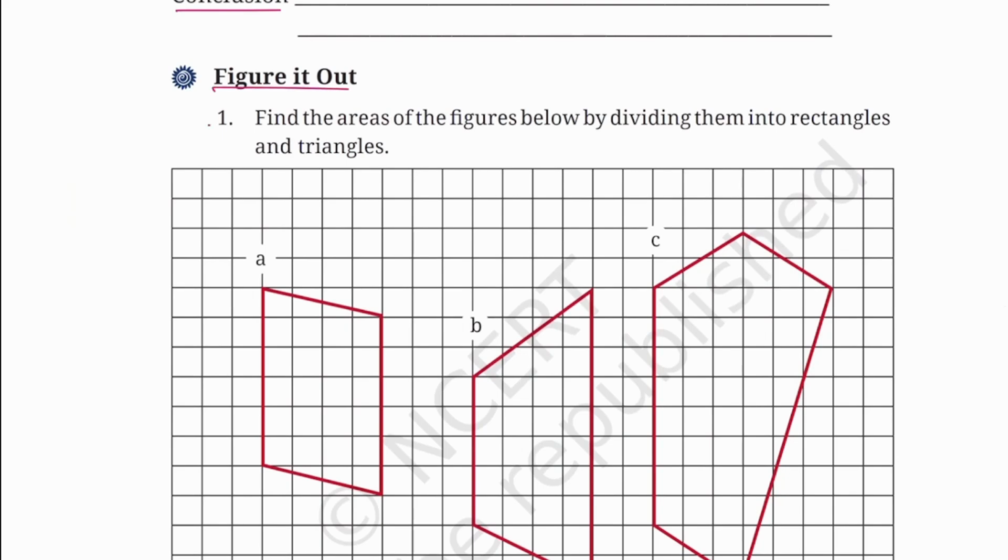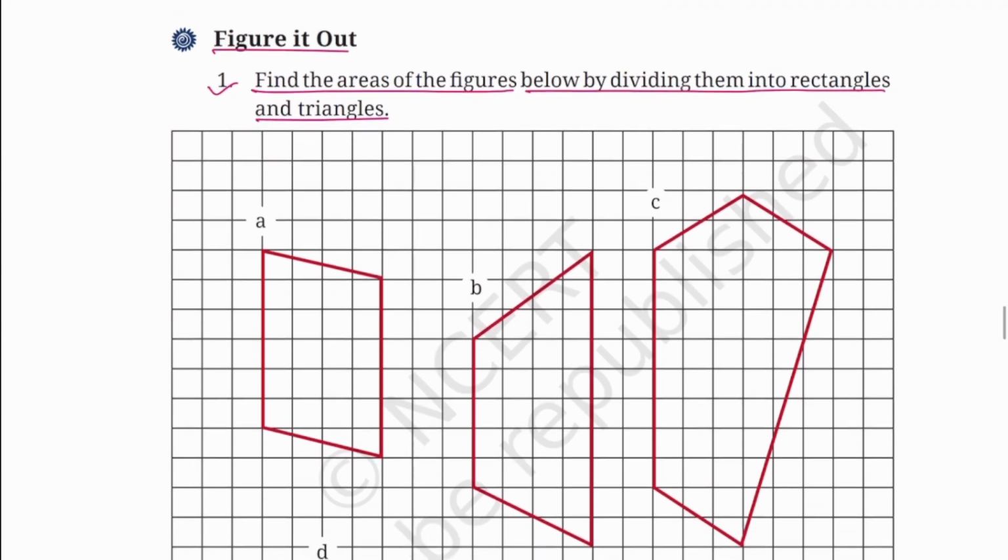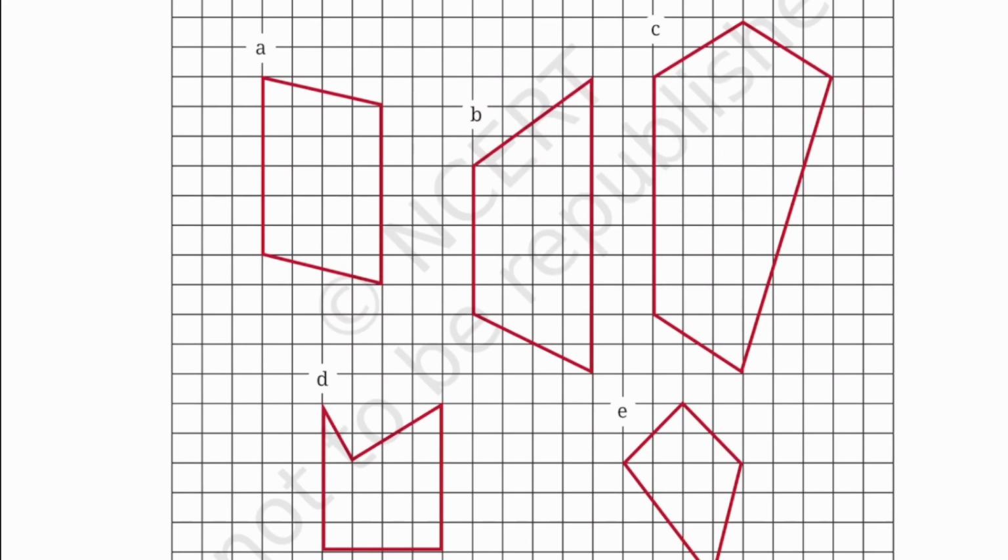Figure it out. 1. Find the areas of the figures below by dividing them into rectangles and triangles. You can see here, this is half of a rectangle, that is 1, 2, 3, 4. That is 4 square units. That means this is 2 square units.